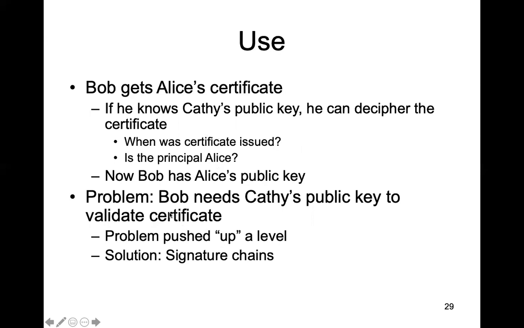Okay, of course, the main problem here is that Bob needs Kathy's public key to validate the certificate. And so if Bob does not really trust Kathy, or Bob is in a different country, or Bob is in a different administration zone than Alice, Kathy might not be his certificate authority. Okay. So the problem just gets pushed up a level. And so what we have is this notion of what are called digital signature chains. Okay. The notion of signature chains arises from the fact that the internet is a very, very, very big place and that not everybody trusts the same certificate authority. On the internet, you'll find a ton of these certificate authorities.